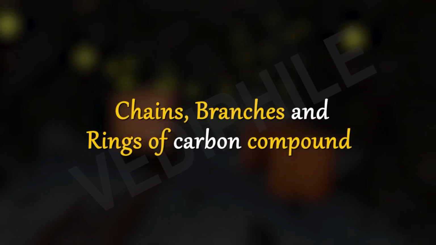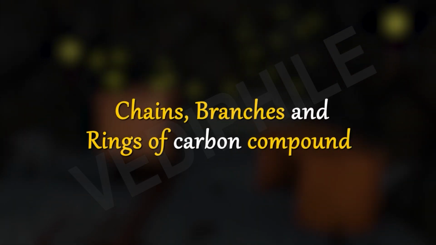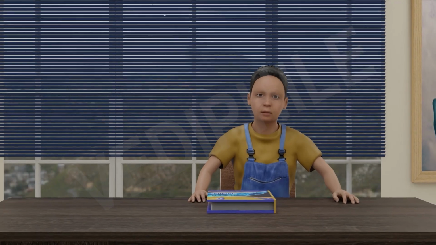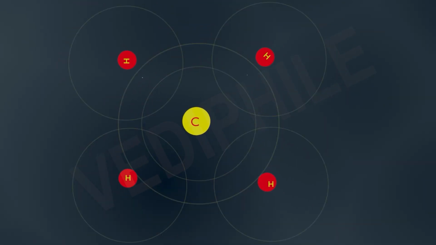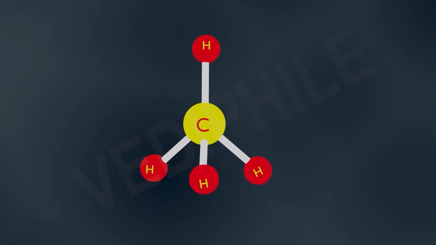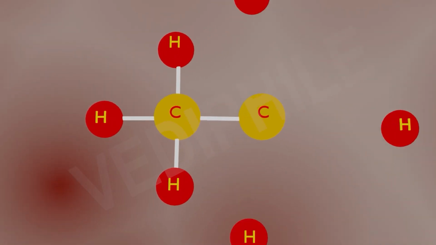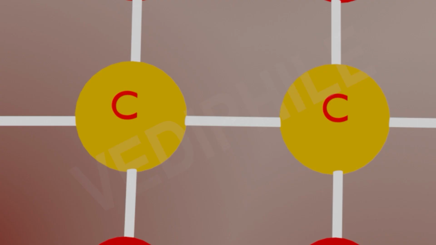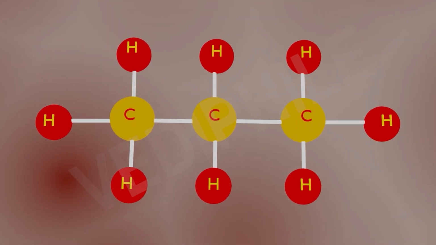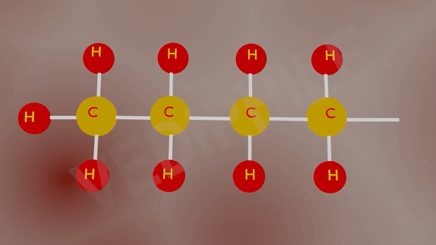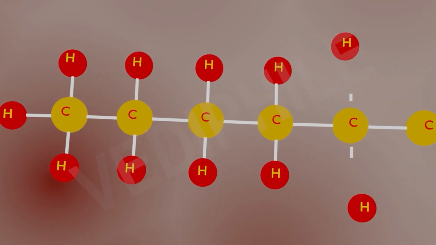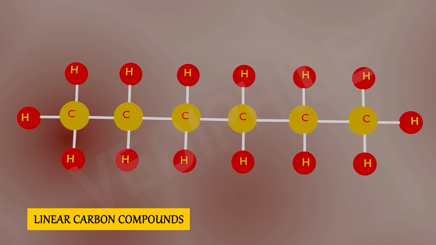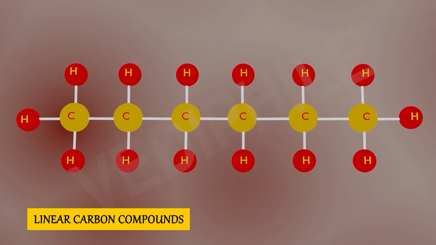Chains, branches and rings of carbon compounds. So we have already studied methane, ethane, propane, butane, hexane. They are the linear carbon compounds.